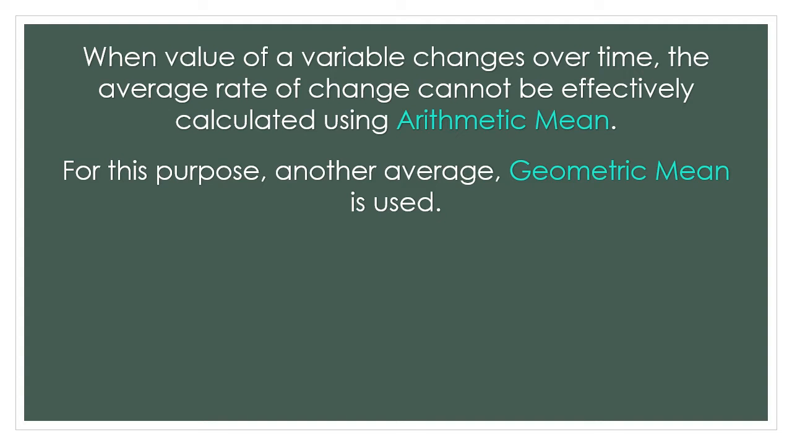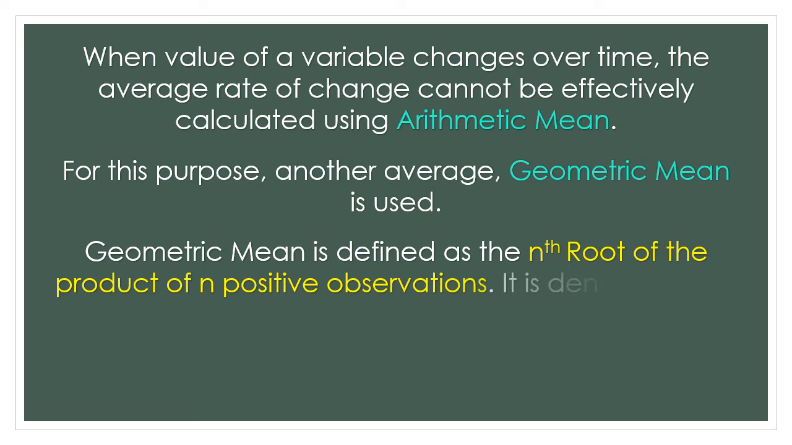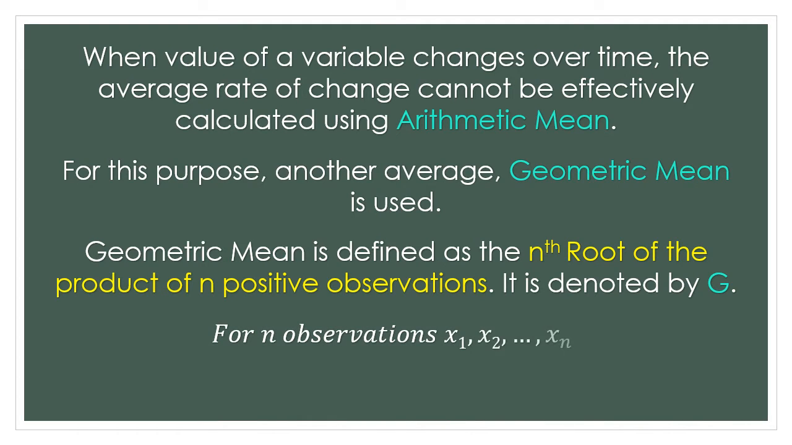Now what is geometric mean? Its definition could be: geometric mean is the nth root of the product of n positive observations, and it is denoted by g. So arithmetic mean is summation and division, while geometric mean is multiplication and the root. Its formula, if I write down for n observations which are x1, x2 up to xn, could be written as g equals the nth root of x1 into x2 into dot dot dot into xn.